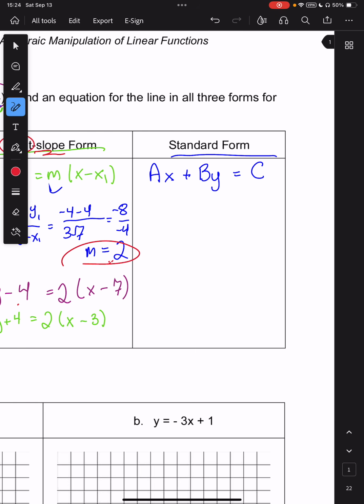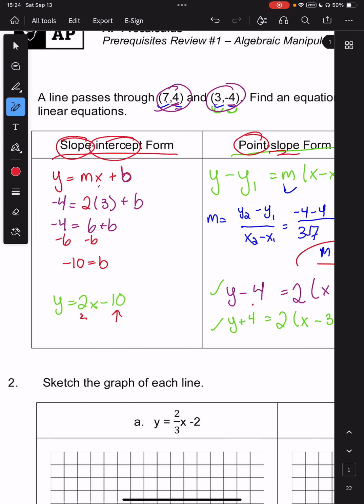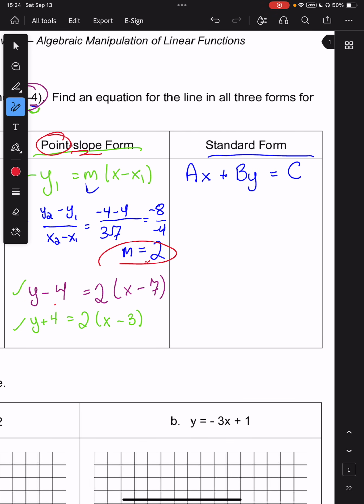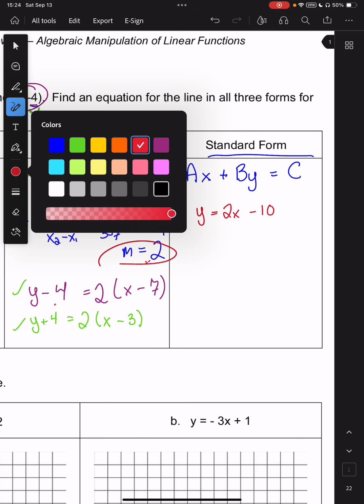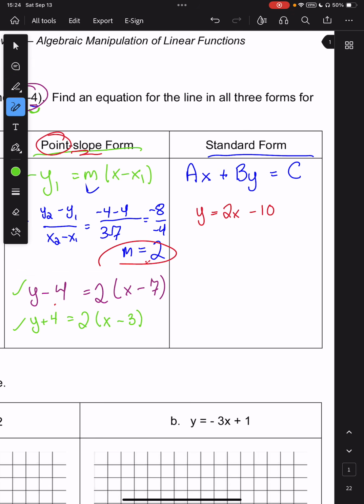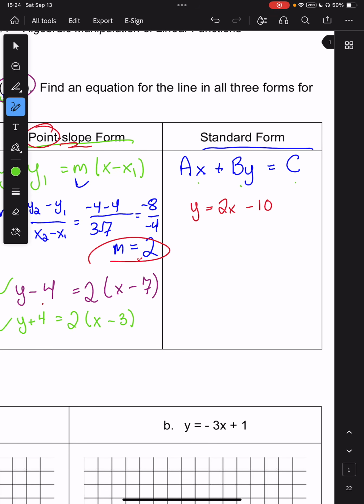So what I like to do is we take our equation that we got from our slope-intercept, y equals 2x minus 10. And let's just write that over here. Y is equal to 2x minus 10. So to write it in the format of ax plus by equals c, we need our x values and our y values to be on one side, and then our c to be on the other. So to get that, we're just going to subtract our 2x from both sides.